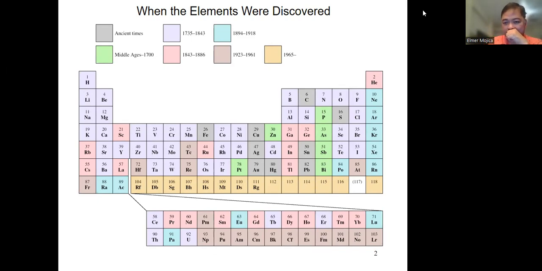So these are the elements in the periodic table and the time when they were discovered. As you can see, some of them were known in ancient times, and some were discovered around the Middle Ages to 1700, the green ones. Others were discovered later, and the rest were just discovered this century, especially the ones that can only be prepared synthetically.